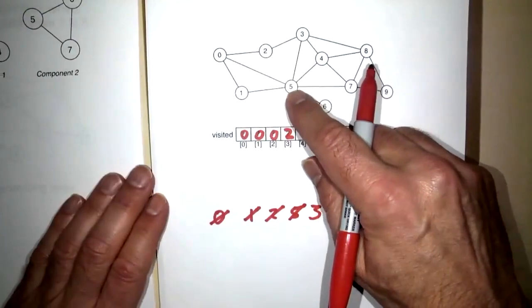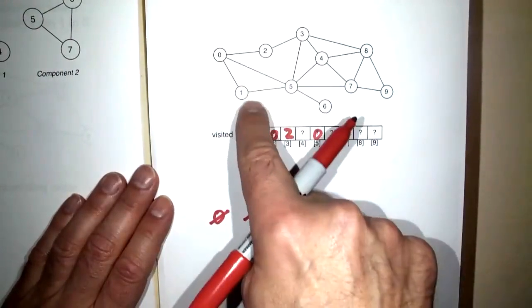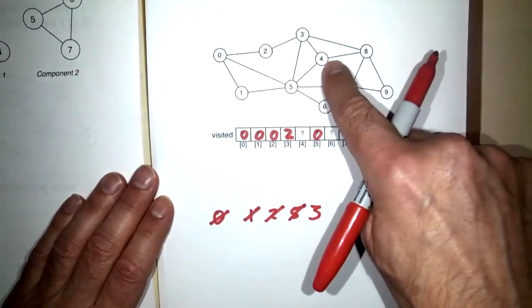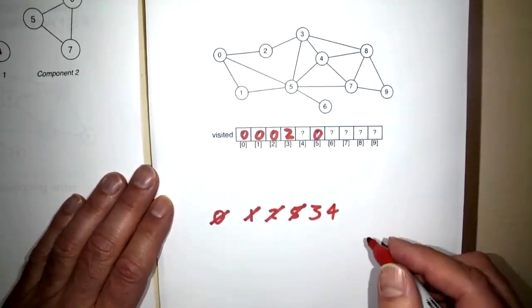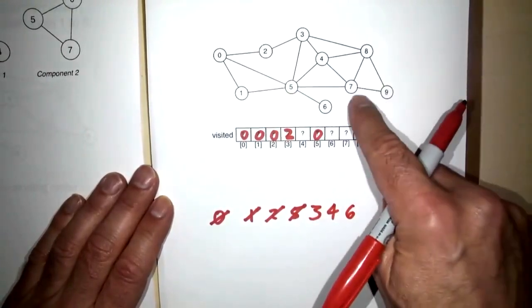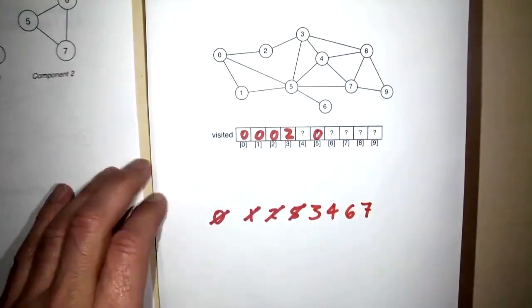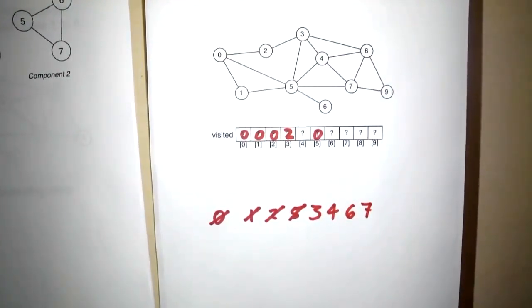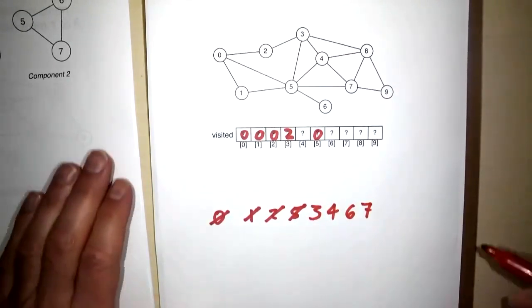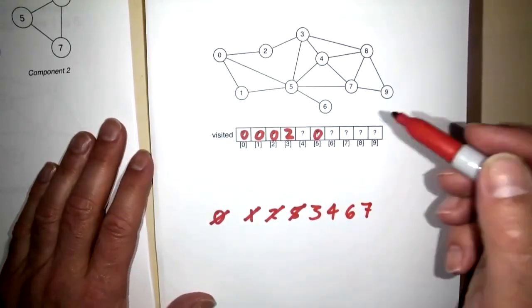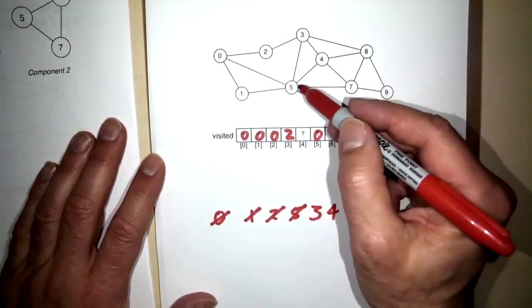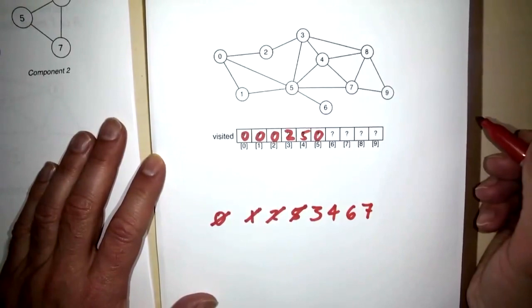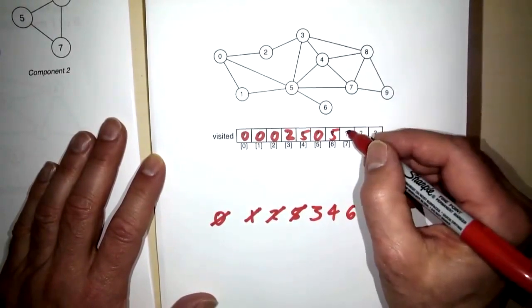And from 5, we have several possibilities. 0, we've been there. 1, we've been there. 3, we have been there. But we haven't seen 4. Let's add it. And we haven't seen 6. And we haven't seen 7. So 4, 6, and 7 have been added from 5. So we put in 5 here, 5 here, and 5 here.